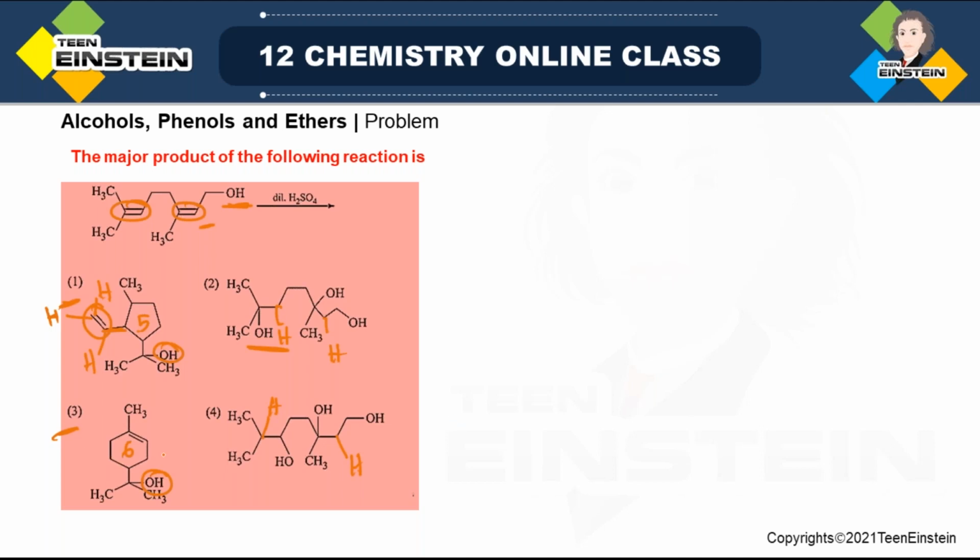But if you consider the C=C double bond in option 3, now you have a total of 3 alkyl group substituents, and only 1 hydrogen. So obviously this will be more stable. So just based on this common sense, you can choose option 3 as the right option. Okay, but we'll also see the mechanism.